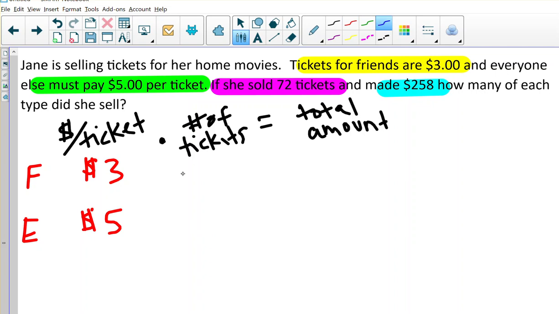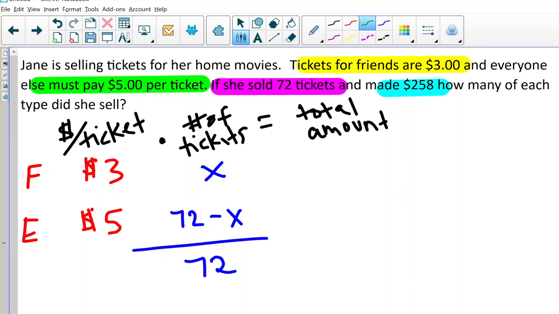So we can say that X is the number of friend tickets. And since we know that if you add up the friend tickets and everyone else, they have to equal 72, that means the expression for everyone else could be 72 minus X.